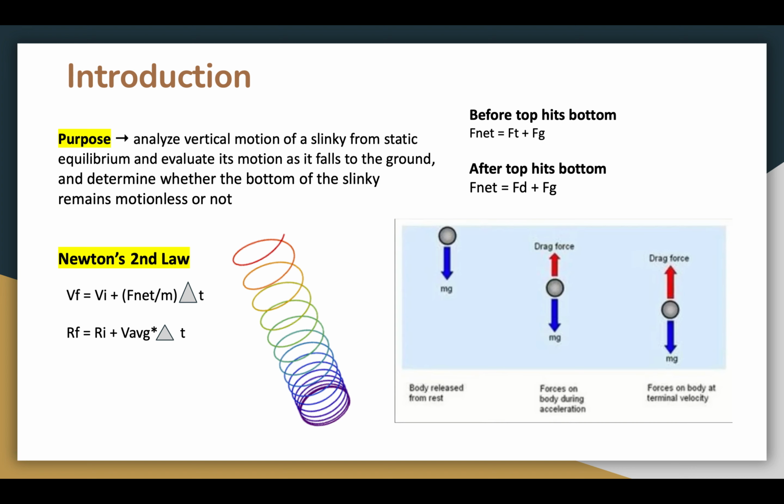The physics principles include Newton's second law, which includes the velocity update formula, the position update formula, and the splitting of net forces before the top hits the bottom and after the top of the Slinky comes in contact with the bottom of the Slinky. In the first case, the net force includes the tension from the Slinky and the force of gravity. After it hits the bottom, the net force is the sum of the gravitational force and the drag force, which acts in the opposite direction of motion, which in this case is the upward direction.